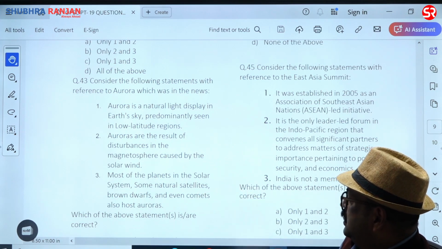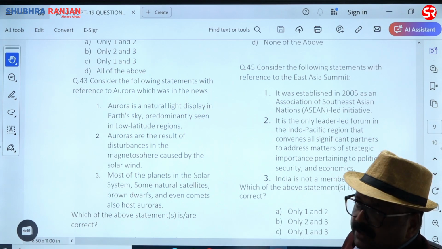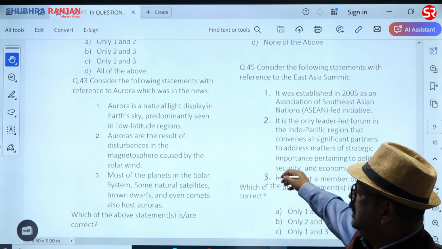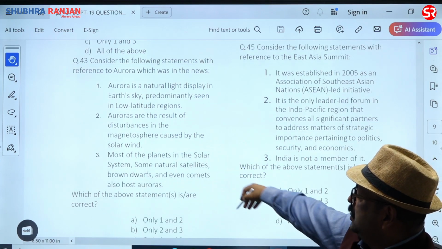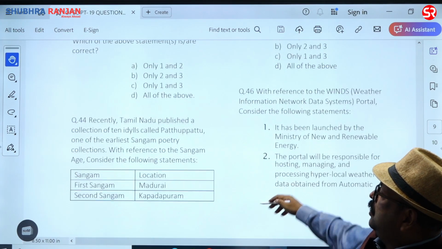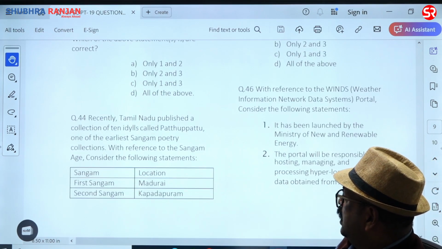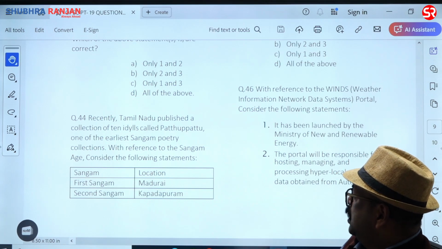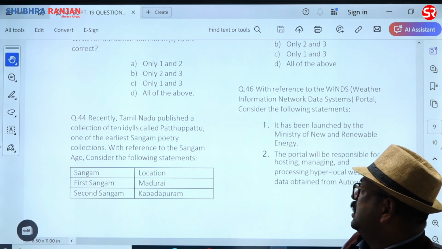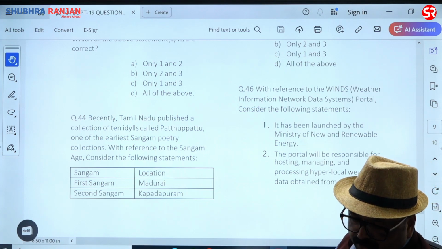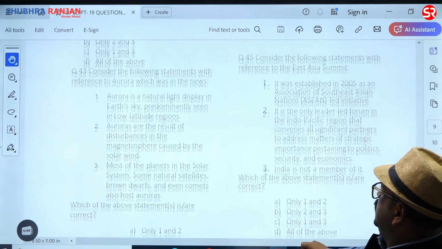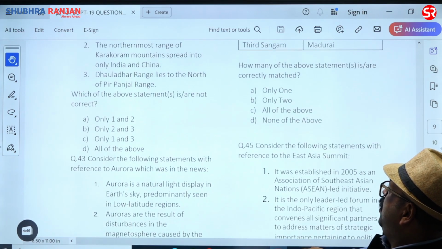हाँ, most of the planets in solar system, some of natural satellites जो गैनीमीड हैं या टाइटन्स हैं, वहाँ अरोरास होते हैं. 2 और 3 सही है, लेकिन 2 तभी सही होगा जब वो मैग्नेटोस्फीयर हटा करके वहाँ पे आयनोस्फीयर लिखा जाए. Recently, Tamil Nadu published a collection of 10 idylls called Puthupattu, one of the earliest Sangam poetry collections. With reference to the Sangam age, consider the following statement. 44. Option C is correct, and C is all the above.